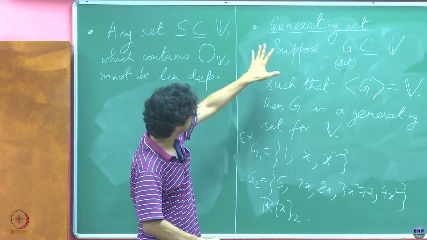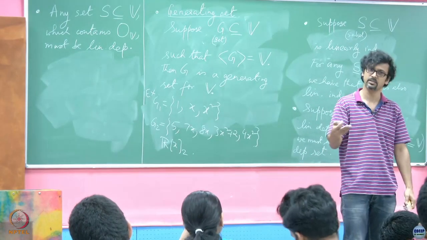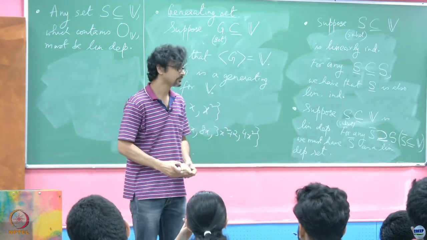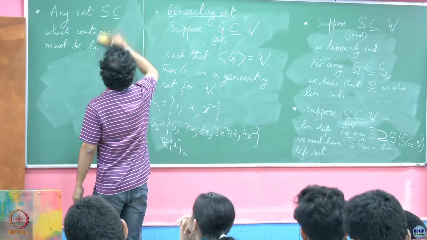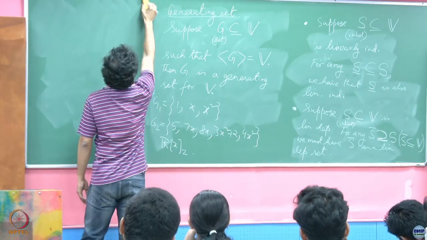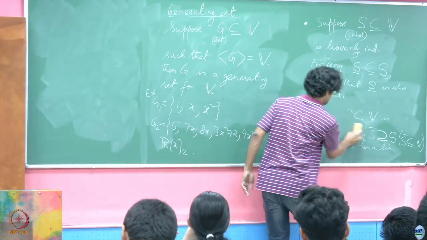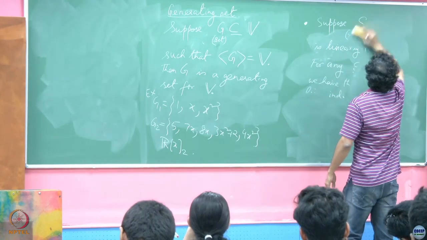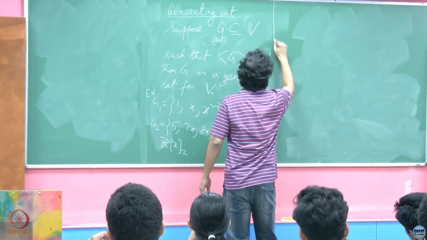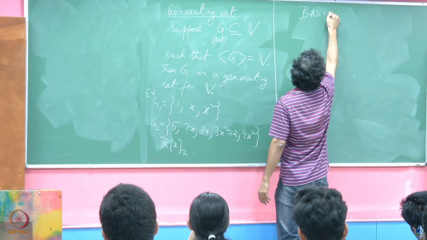So that's the idea of a generating set. If by combining fellows inside a given set, you can cook up every possible vector that lives inside the vector space, it is a generating set for the aforesaid vector space. But now we are going to try and trim it. So how do we trim this generating set? We introduce the idea of a basis.